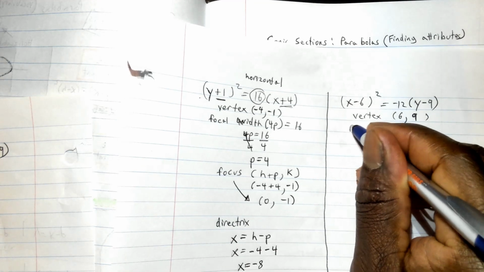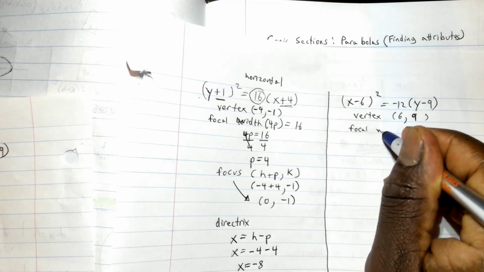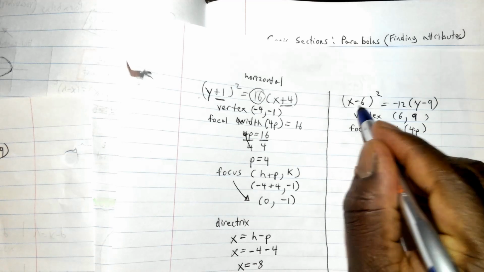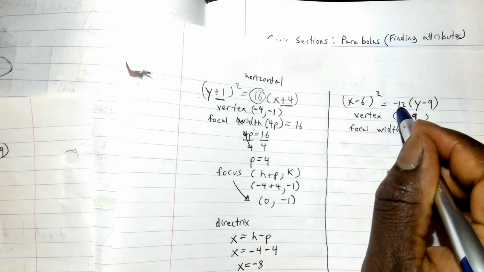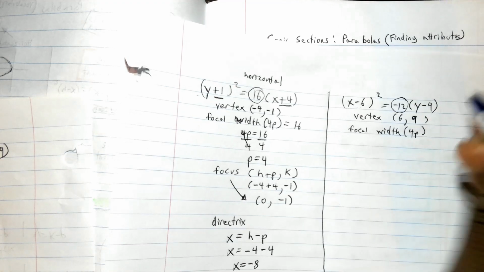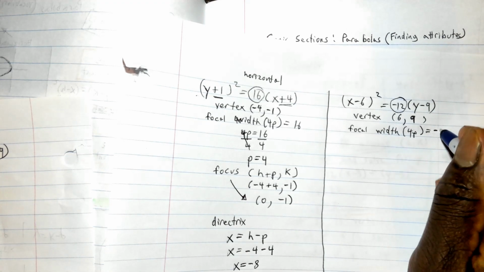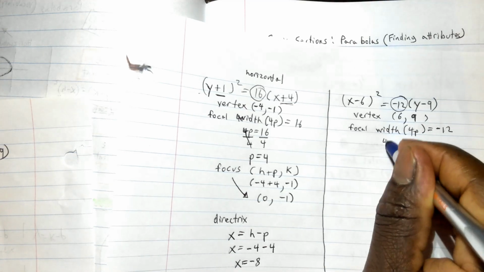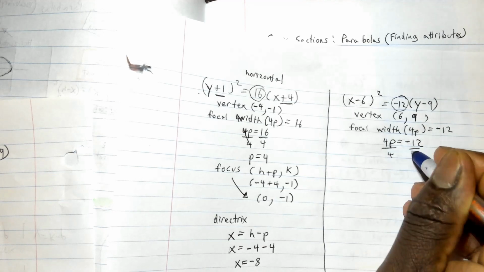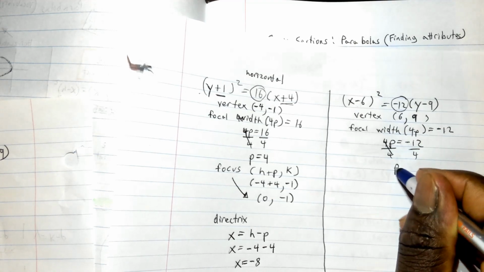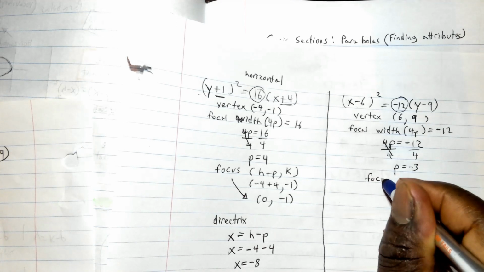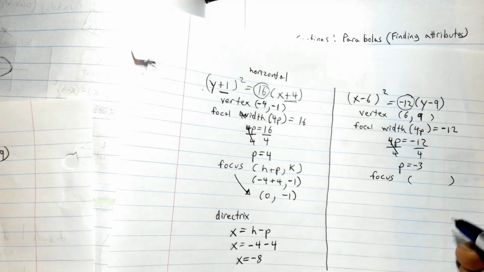Now let's do the focal width, which we said was 4p. So we look at the part that is not squared. So that's this side is not squared. And we're going to use -12 for our focal width. So we're going to take that equation and solve it by dividing by 4. So p equals -3.